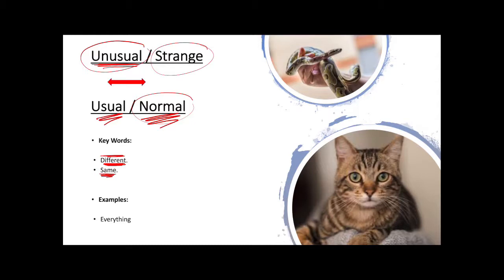Using the 2 pictures to help us, if we're thinking about pets, animals that you have in your house, I think the cat is very normal because many people have a pet cat. But the snake is a little bit strange because many people don't have a snake for a pet. So it's strange or unusual. So anything different is unusual, anything the same is usual. And again, we can use these words for every example.